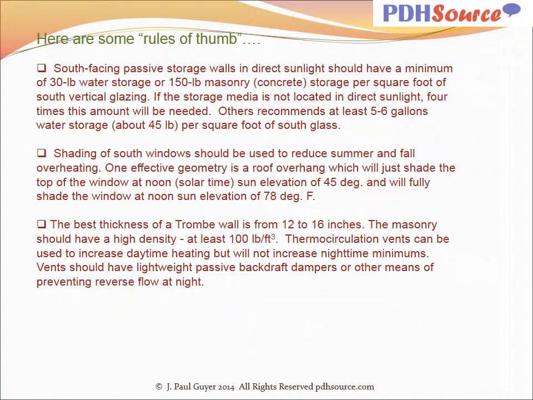The best thickness of a Trombe wall is 12 to 16 inches. The masonry should have a high density, at least 100 pounds per cubic foot. Thermal circulation vents can be used to increase daytime heating, but will not increase nighttime minimums. Vents should have lightweight passive backdraft dampers or other means of preventing reverse flow at night.